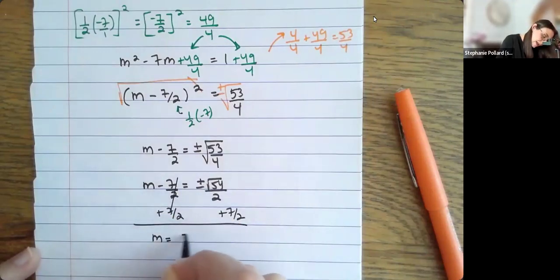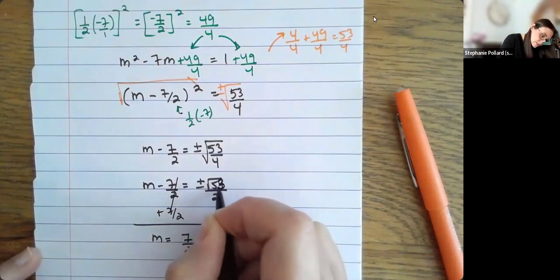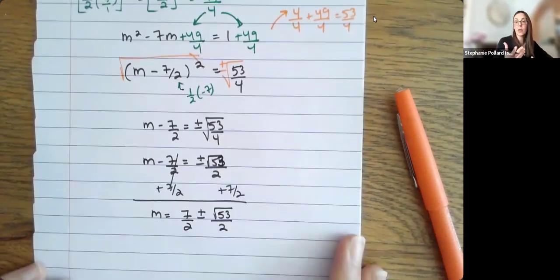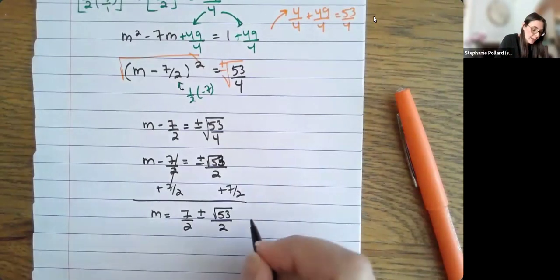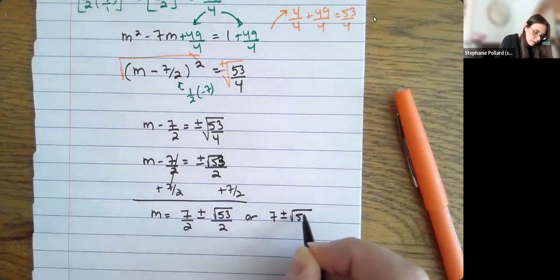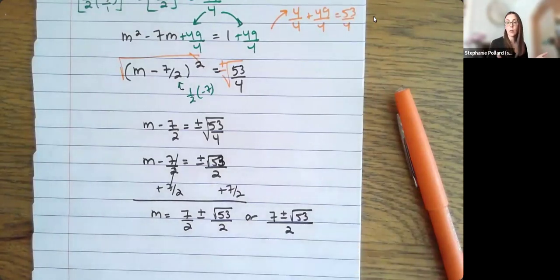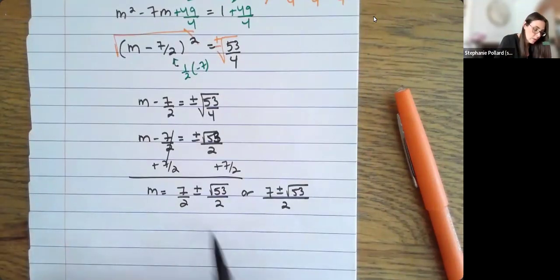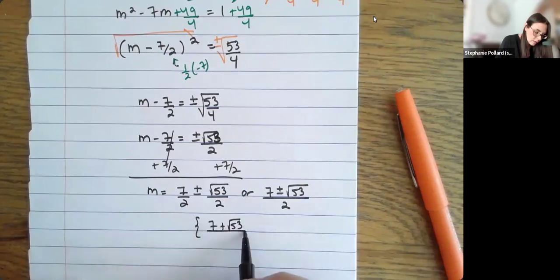So m is 7/2 plus or minus the square root of, sorry, this was 53. Apologies about that. 53/2. And that's actually a correct way to write it. You could write it like that, or because they both have the same denominator, you could put them together and write it like this. That works too. And just remember that there are two separate answers here, right? There is one that is the positive version, and there's one that is the negative version.